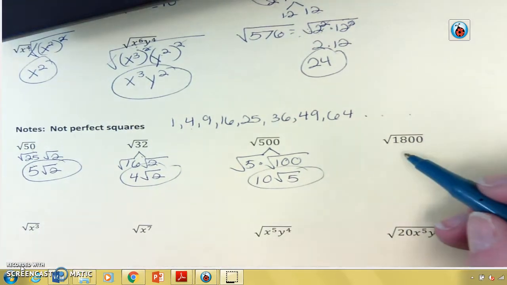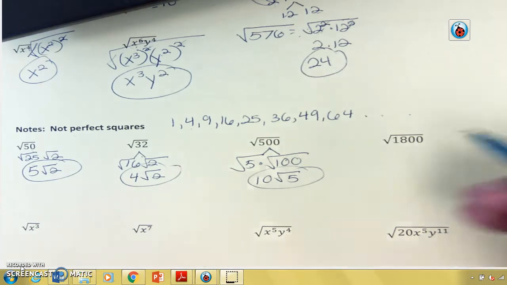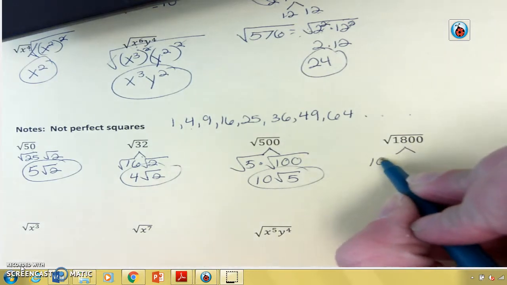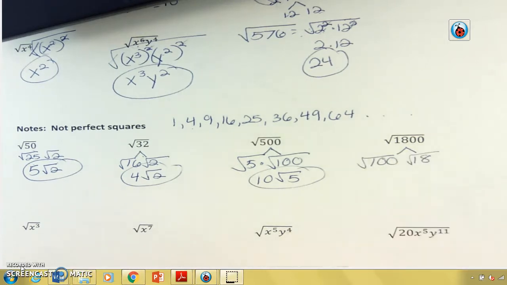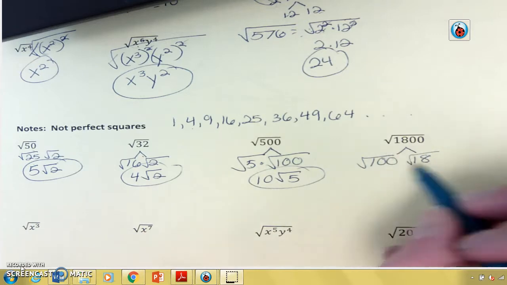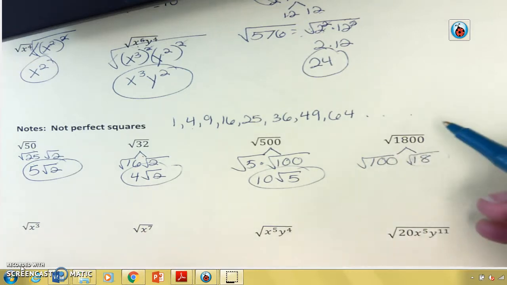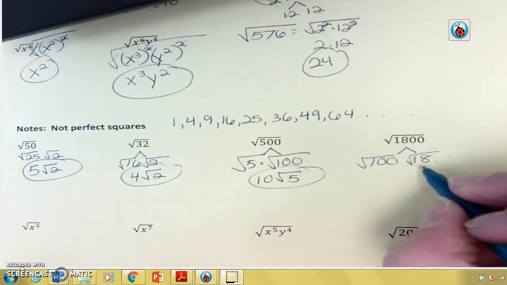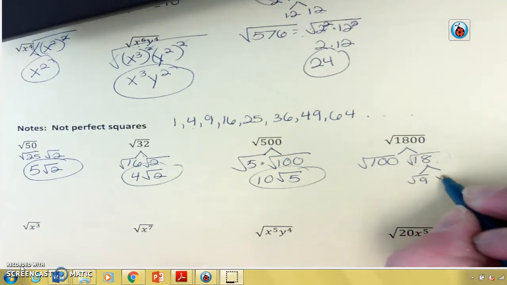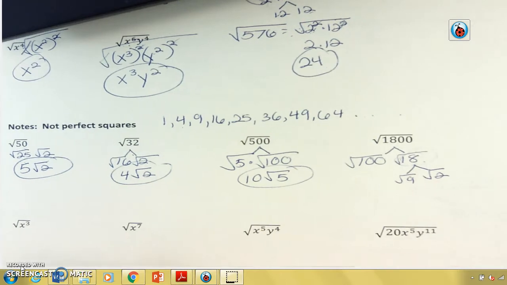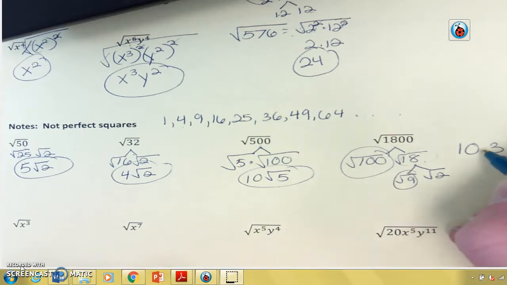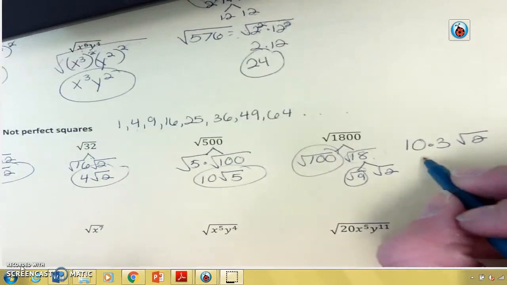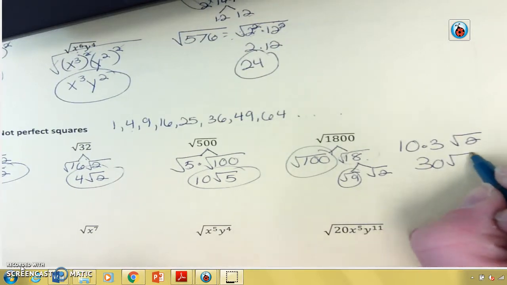This one is huge. So I'm going to really just kind of pull out, oh my goodness, what do I have here? So I know 100 fits in there. So it'd be 100 times 18. And then, are there some more perfect squares that fit into 18? Well, that would be 9 and 2. And I take the square roots of the ones I know. I know the square root of 100 is 10, the square root of 9 is 3, and the square root of 2 I don't know. And then we multiply those together. So it would be 30 times the square root of 2.